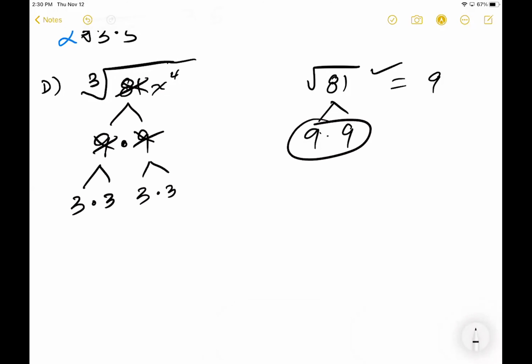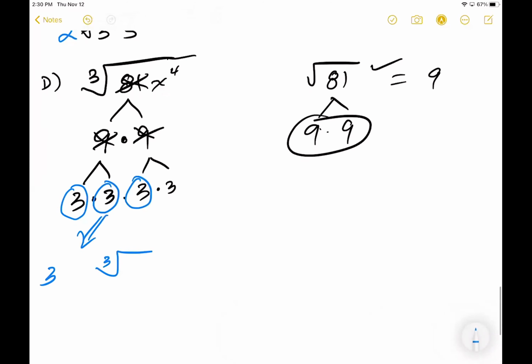So looking at this, this is what we have: 81 is 3 times 3 times 3 times 3. And because it's a cube root, we're looking for a group of 3. So this is the group of 3, and if it's a group of 3, one of them can go outside. And the leftover, the cube root of the leftover, is the one extra 3, okay?